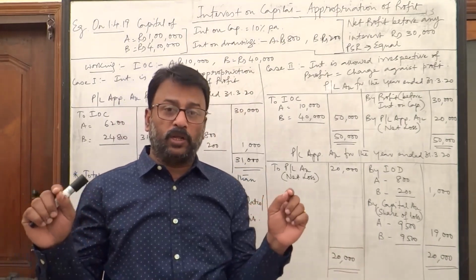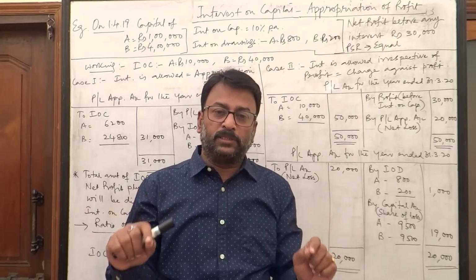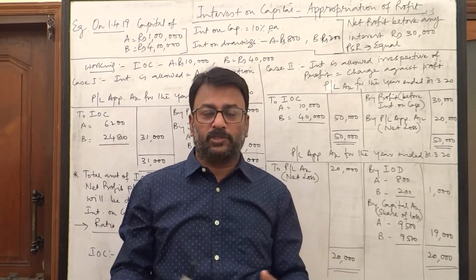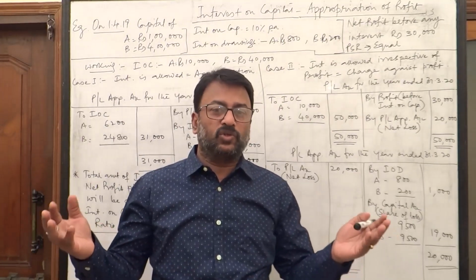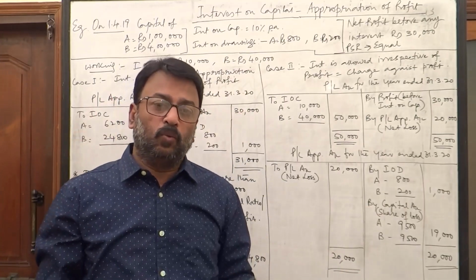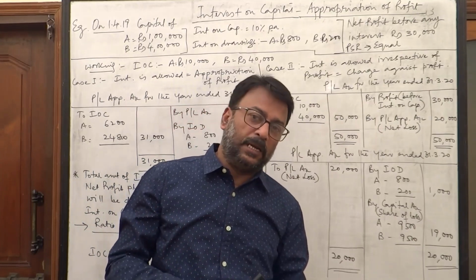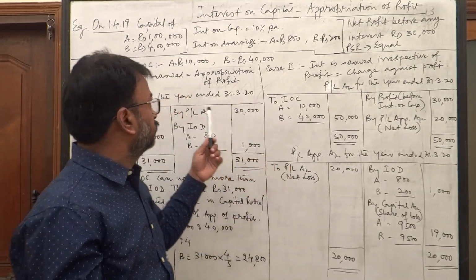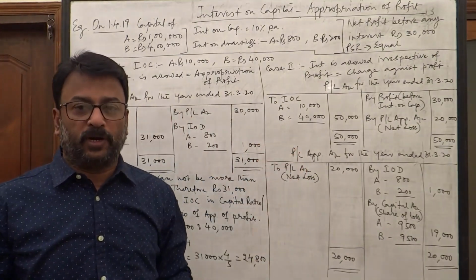Now I am again quoting this. Interest is allowed is mentioned in the partnership deed. If it is not mentioned in the partnership deed, the Indian Partnership Act 1932 says no interest on capital. So interest on capital, whatever it is, must be mentioned in the partnership deed. Now it is mentioned that interest is allowed. Allowed means it is appropriation of profit.